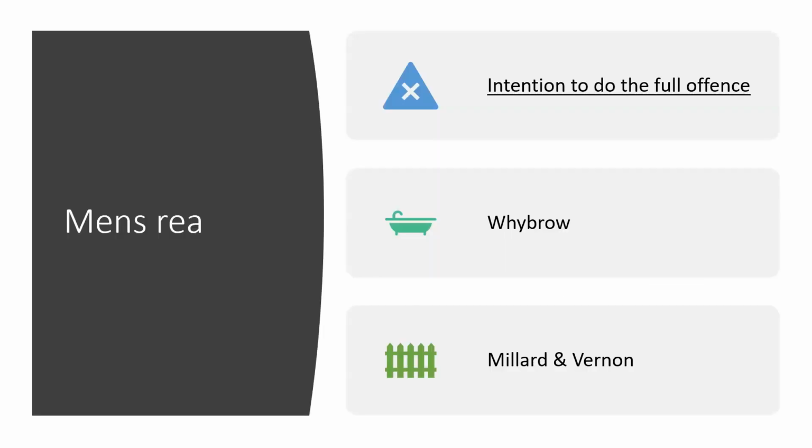In terms of the mens rea, as I said earlier, it's intention to do the full offence. So you've got to intend to kill for attempted murder, to steal for attempted theft, whatever it is, you've got to intend to do the full offence. Recklessness is normally insufficient, as you'll see in Millard and Vernon in a second. Whybrow illustrates a nice case around attempted murder, and it has to be intention to kill. So in Whybrow, he wired up a soap dish intending to harm his wife and give her electric shock, and it was found in the case that he didn't intend to kill her, he only intended to do serious harm or something like that. So therefore, he couldn't be guilty of attempted murder because he didn't intend to kill her.